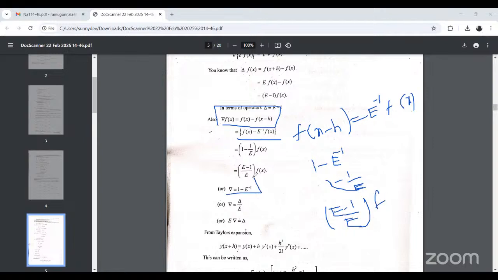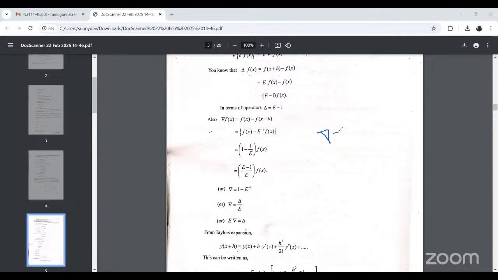So otherwise, we can write nabla equal to 1 minus e power of minus 1. Otherwise, we can say that nabla equal to delta by e.